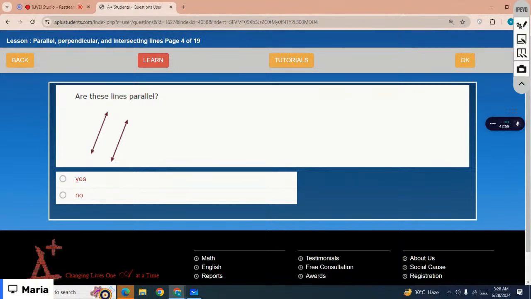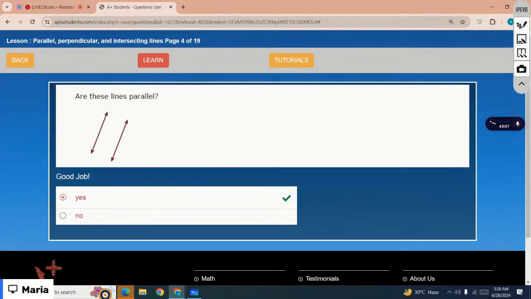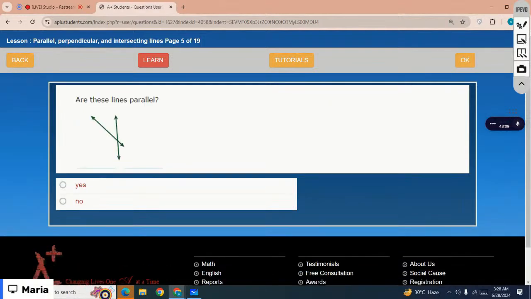Yes, they are parallel lines. The correct option is yes. Parallel lines never intersect each other, right? Are these lines parallel? No, they are not parallel. The correct option is no.